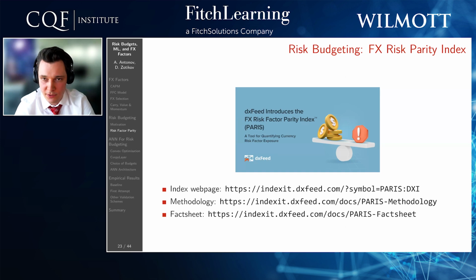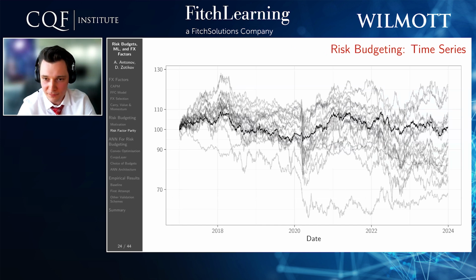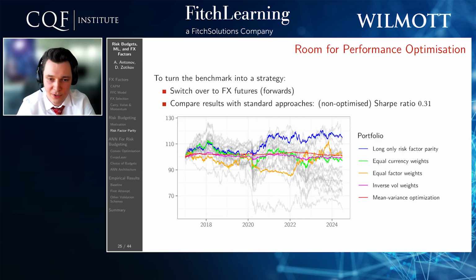Based on that, we want to introduce an index that can also be used as a benchmark, which is called the Paris Risk Factor Parity Index. You can go to indexed.dxFeed.com where we publish that result for everybody as a real-time and historical signal as well. It contains all the methodologies and fact sheets as well. So this is how it looks. This is our benchmark in the space of FX, also scaled as an index to 100. But you can observe that it's not well optimized for performance.